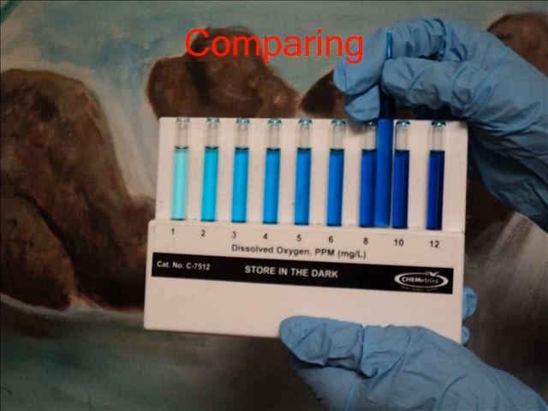Now, you can compare your vacuum tube's color to the color of the tubes on the comparison tool. The number it relates closest to on the tool is the DO. The DO for this sample was 8. 8 is an ideal DO number.